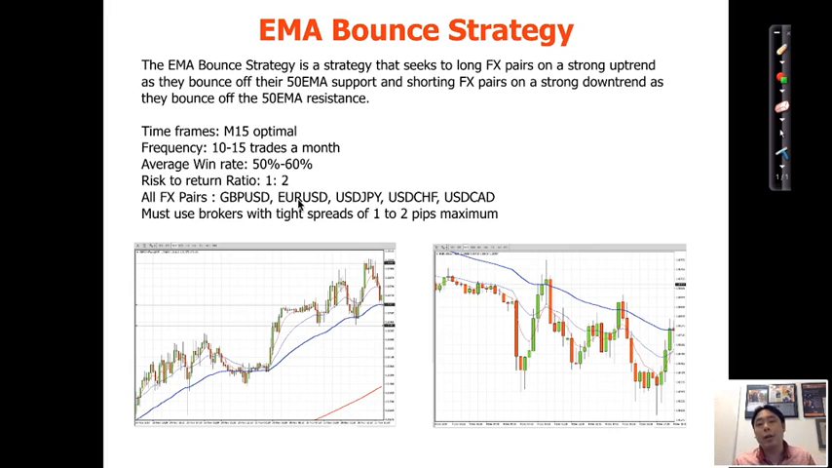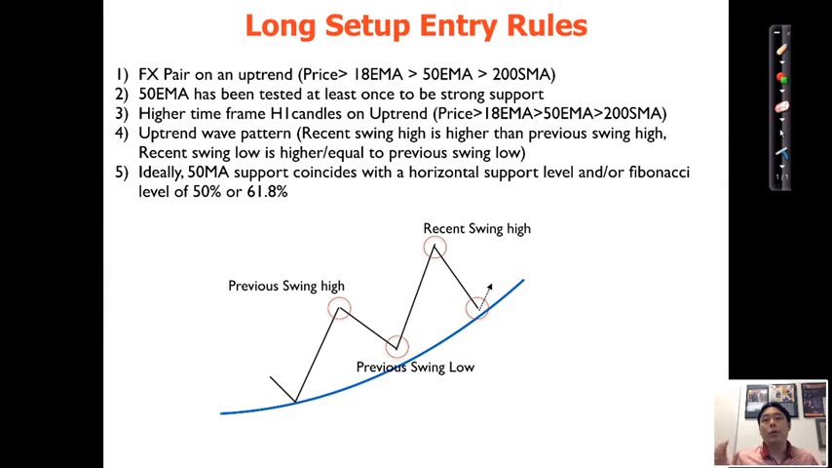As for time frames for this strategy, I tend to trade it on the 15-minute time frame. We get an average of 10 to 15 trades a month, an average win rate of 50 to 60%, and I look for a risk to return ratio for this strategy of 1 to 2. In other words, I'm risking 1 hour to make at least 2 hours or more. This applies to all FX pairs, and once again, it works best when you use brokers with very tight spreads, maximum of 1 to 2 pip spreads. So let's go into the nuts and bolts of it and learn the entry rules.